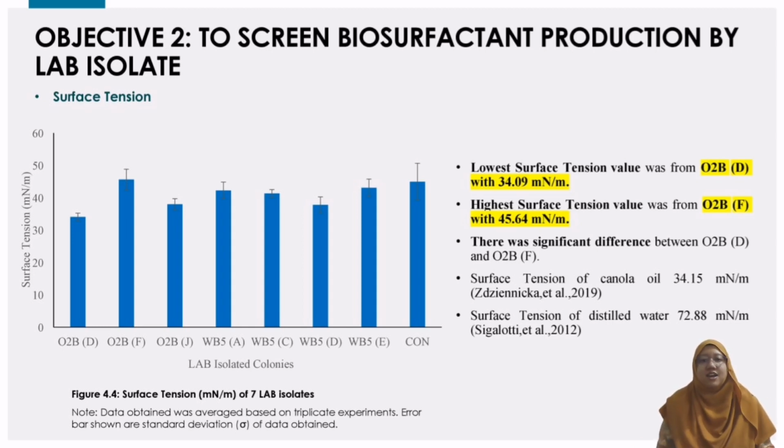In this experiment, the lowest surface tension value was from O2BD with 34.09 millinewton per meter. Meanwhile, the highest surface tension value was from O2BF with 45.64 millinewton per meter. When tested with the one-way ANOVA Tukey test, there was a significant difference between O2BD and O2BF.